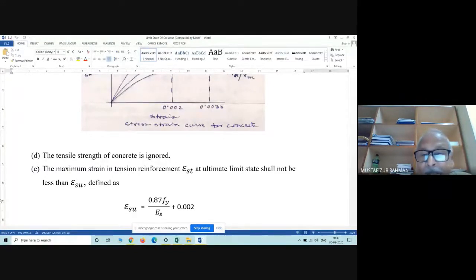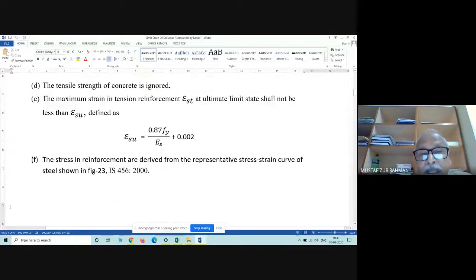Strain at ultimate position is defined as, now this expression, epsilon su is equal to 0.07 fy by Es plus 0.002. Okay, now see, stress by strain is constant. Now if I transfer epsilon su towards the right and Es to the left and eliminate 0.002, so this expression, whatever you had got in your class 8, from that it is taken.